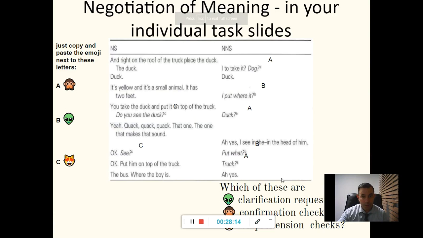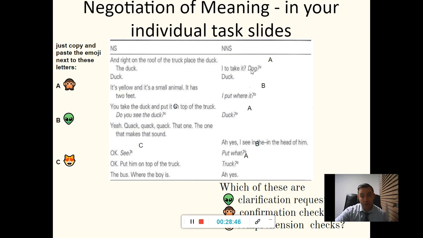So the A's, well, those are confirmation checks. The B's are clarification requests, and the C's are comprehension checks. Let's think about why that is. Okay, so A is a confirmation check. Look at each one of these. The speaker is trying to make sure that they understood right.